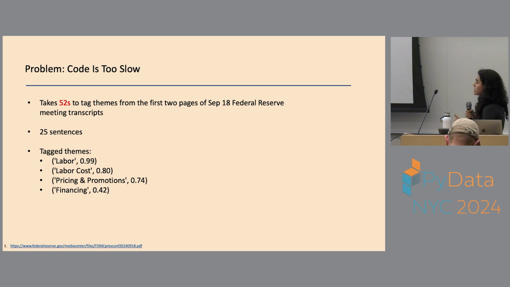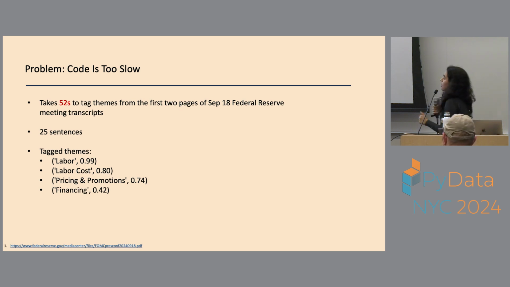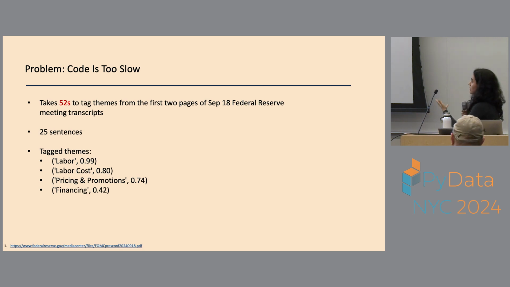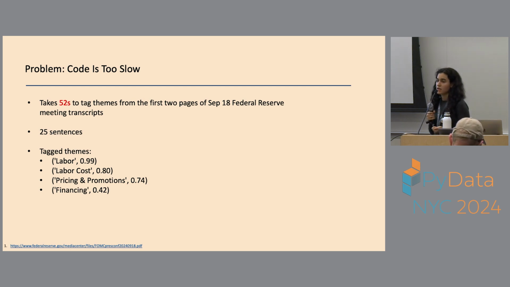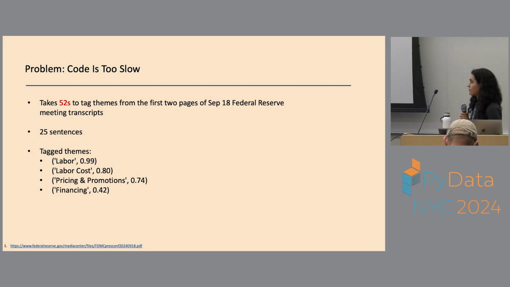Running this on the first 2 pages of the Fed Reserve transcripts, these are the themes that we found. Labor was 99%, labor cost was 80%, and so on and so forth. If you read the first 2 pages, or if you don't, these themes more or less seem relevant to the text. It's important to keep these tagged themes as we iteratively solve the problem and make things faster. We don't want the accuracy of the output to be impacted, so we'll be coming back to the results.